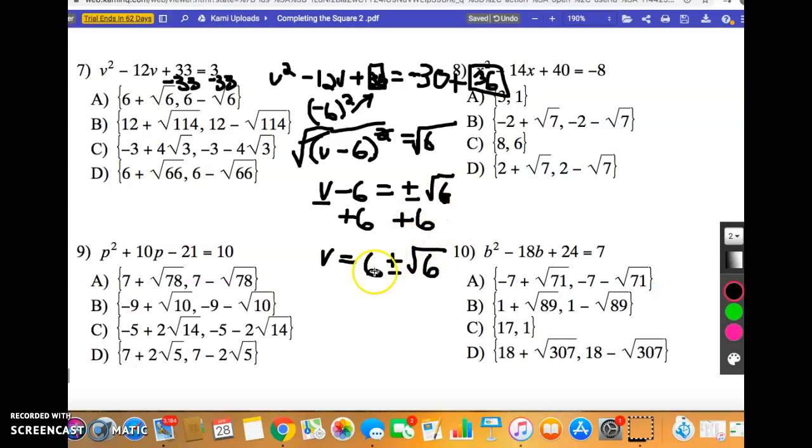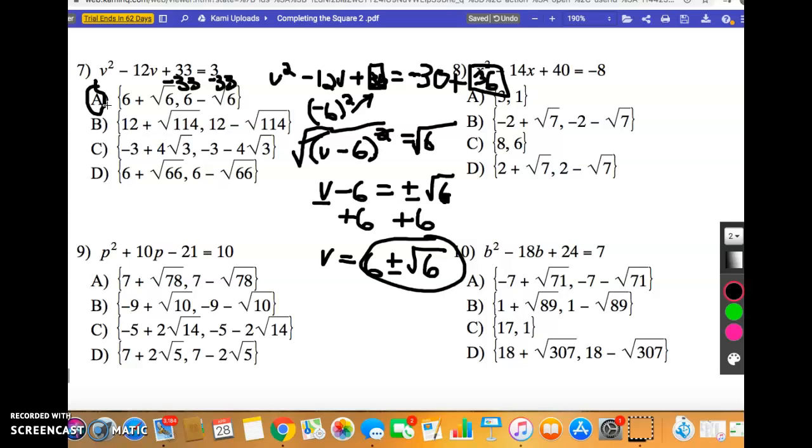So what do we do at this point? So we don't know what radical 6 is. It's not a nice number. We could find that on a calculator, but leave it. We want simplified radicals. And you can't add 6 and radical 6 or subtract them like the last one. We typically split them, but with a radical, they don't combine anyway. So this is actually your answer. So 6 plus or minus radical 6, which is 6 plus radical 6 and 6 minus radical 6, is your answer. All right. So that's A for number 7.